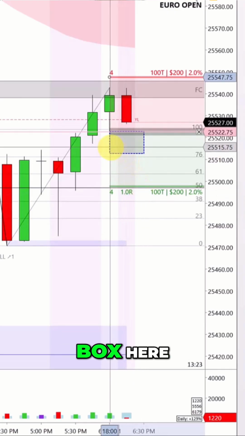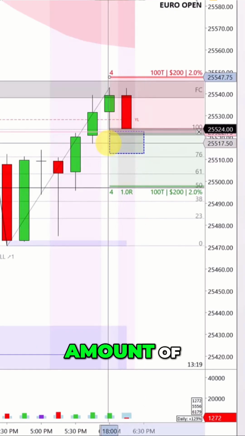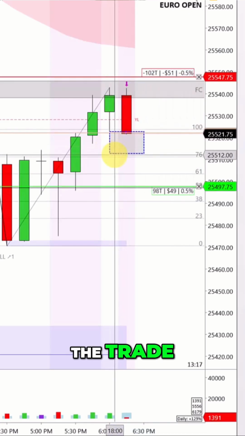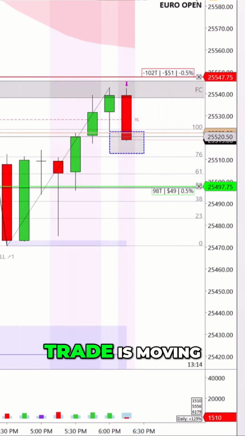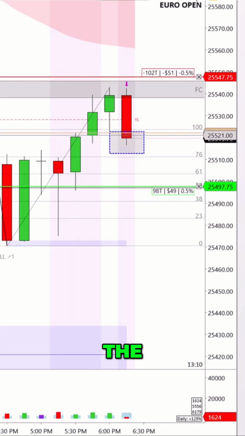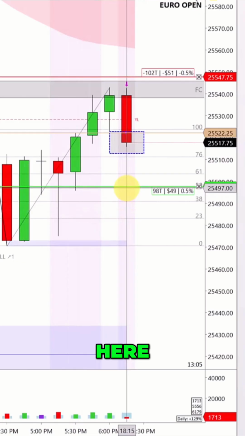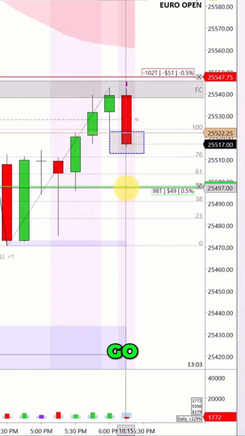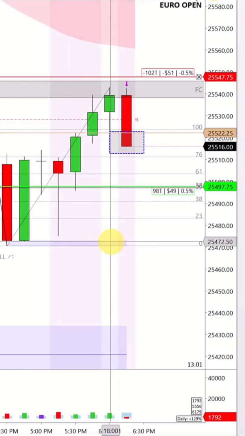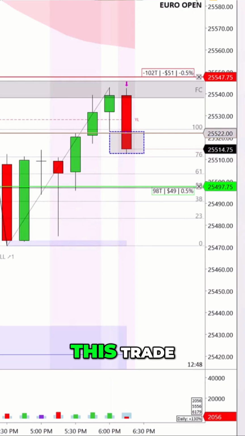Now, also with the blue box here, you can see this represents a certain amount of value in the trade. So we can see here now, the trade is moving down into profit. We're in profit now. You can see that we've got the green numbers. So when the market hits this point here, we're going to then go into profit on this particular trade. So remember, I've got 2% risk here, so I'm looking to make $200 on this trade.